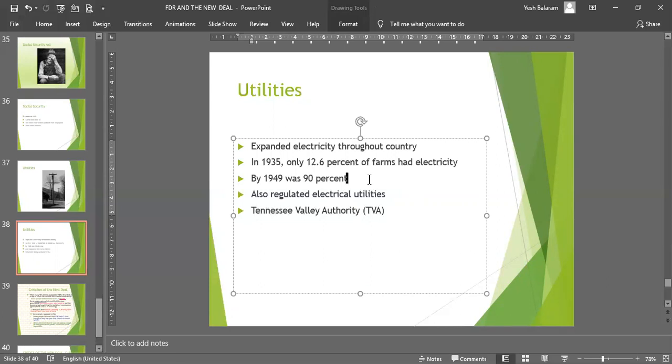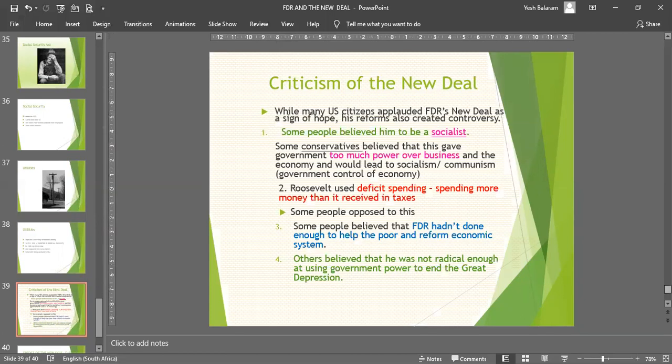It also regulated electrical utilities. What this means is that electricity fell under one entity, like we have Eskom in South Africa. Unfortunately, we have Eskom. However, in the United States, they had single utilities in each state which controlled the provision of electricity. For example, in Tennessee, they had the TVA, or the Tennessee Valley Authority, which we have discussed already.